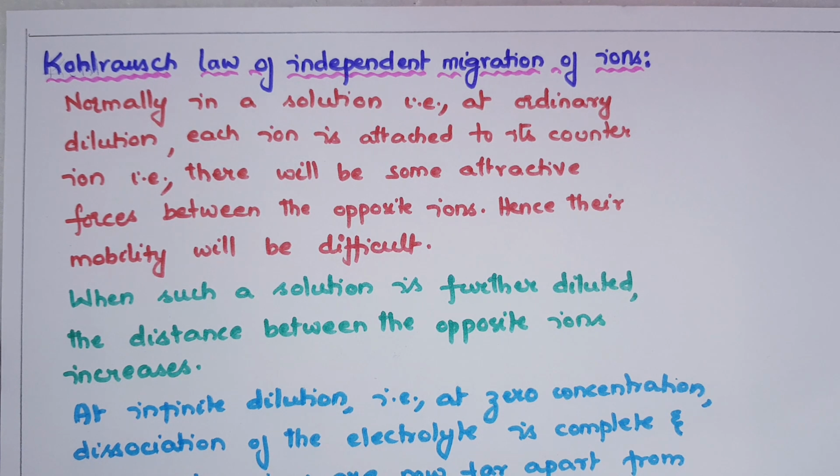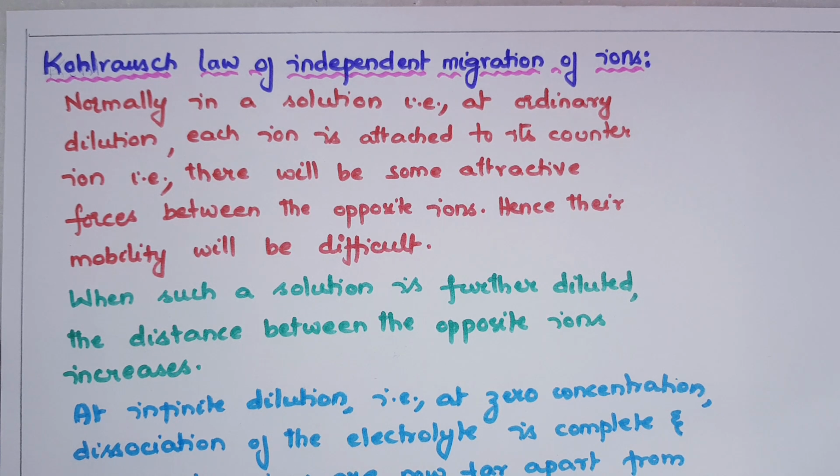Okay. Now, what do we learn under this Kohlrausch law of independent migration of ions? Generally, in a solution at ordinary dilution, what is meant by ordinary dilution? Adding a little amount of water to an electrolyte. Okay. Now, in such solutions, that is at ordinary dilution, what do we observe, students? We observe that each ion is attached to its counter ion.